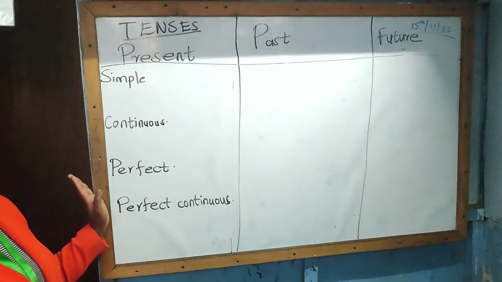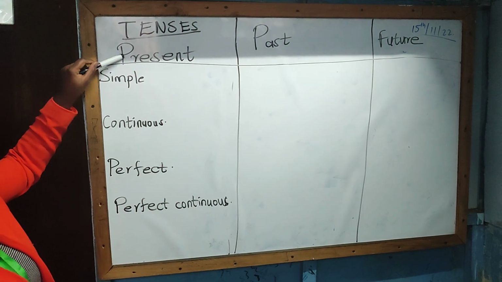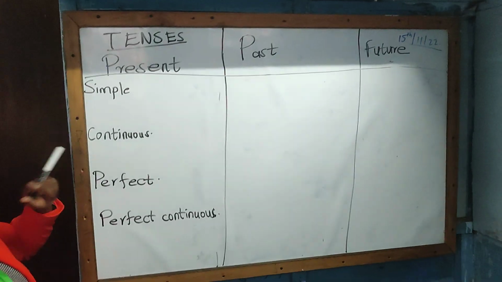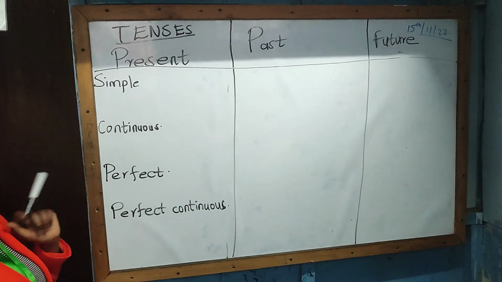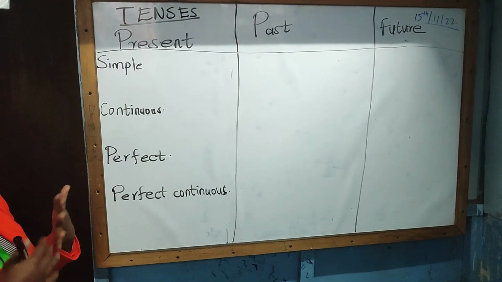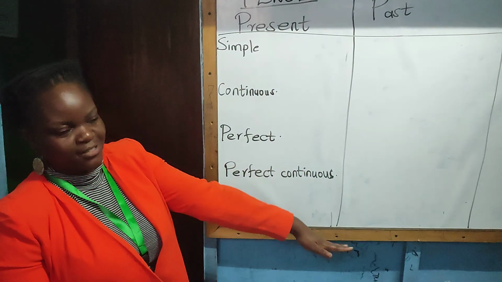And then in all the three tenses, we have subtitles. Like now, the present tense. In the present tense, we have the simple present tense, we have the continuous present tense, the present perfect tense, and the present perfect continuous tense. So we're going to look at how we form all these subtitles in all the three tenses.